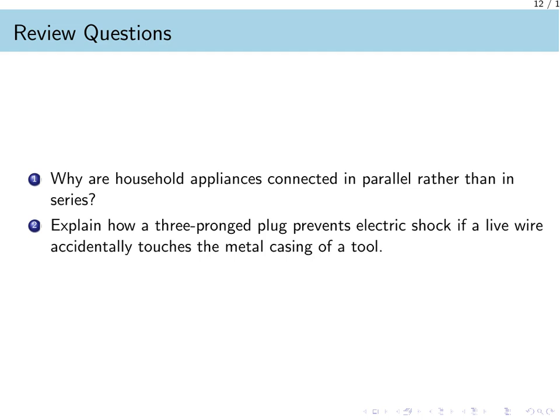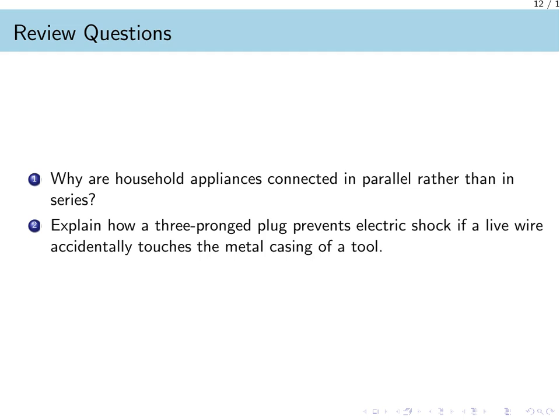Let us conclude with a couple of review questions to test your understanding of the material. First, think about the wiring configuration in a home. Why are household appliances connected in parallel rather than in a series circuit? Consider what would happen to the voltage and functionality of other appliances if one device was turned off in a series setup.